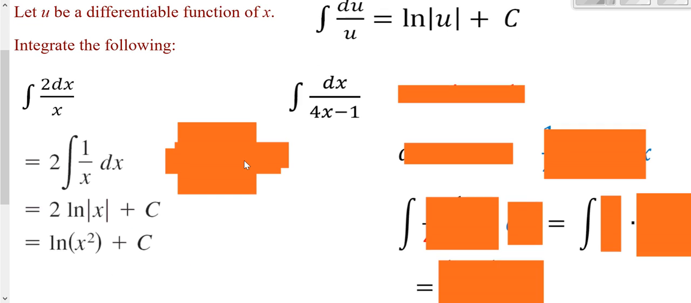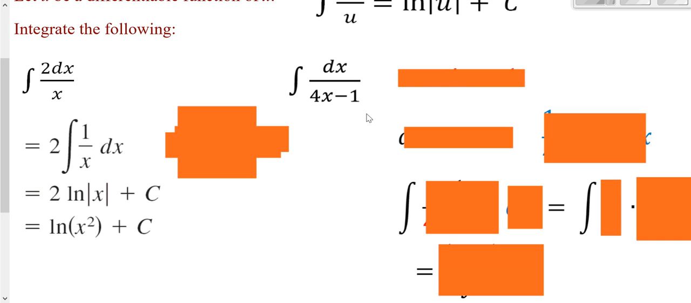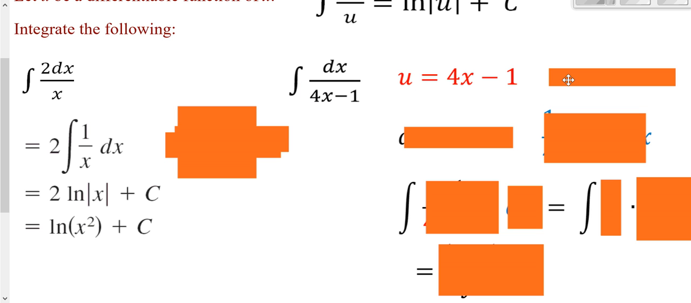So looking over here, we have this in the bottom. I think what I'm going to do, because I'm not sure what else to do, is I'm going to just let the bottom be u. Well, if I let the bottom be u, I got to find my du to get my dx to show up. And I get this.